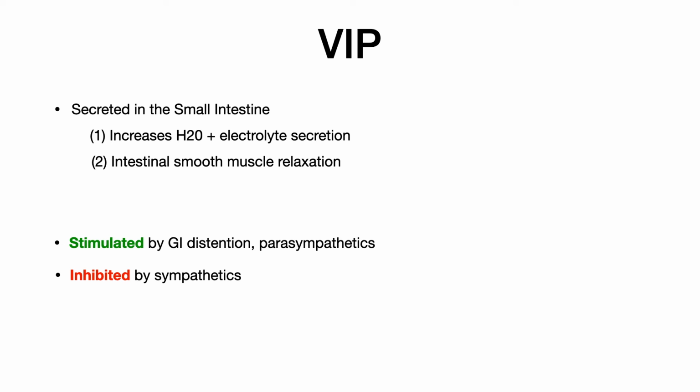VIP is stimulated by GI distension and parasympathetic tone, and it's inhibited by sympathetic tone. Not a whole lot to know here. Vasoactive is the only one that's vasoactive. So if you see water, electrolytes, and smooth muscle relaxation, think vasoactive, think VIP. One little caveat here is that there's something else which we'll talk about at the end that also does smooth muscle relaxation. So more on that in just a moment.